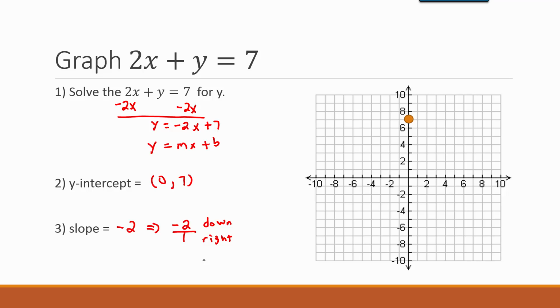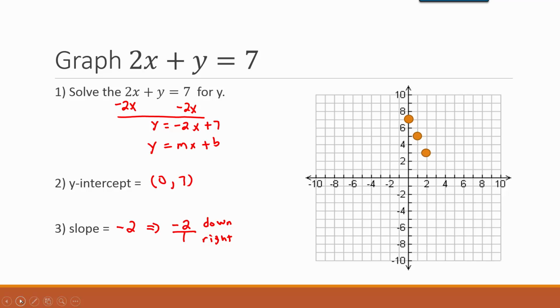So you will see that when your slope is negative, your line will fall to the right as you go from left to right. So down 2 places and to the right 1, and my next point is right there. Down 2 more places and to the right 1 more place. There. And I can continue to do that for as many points as I wanted or needed.